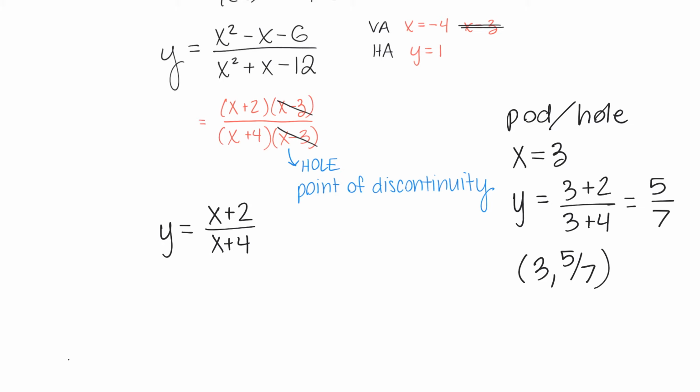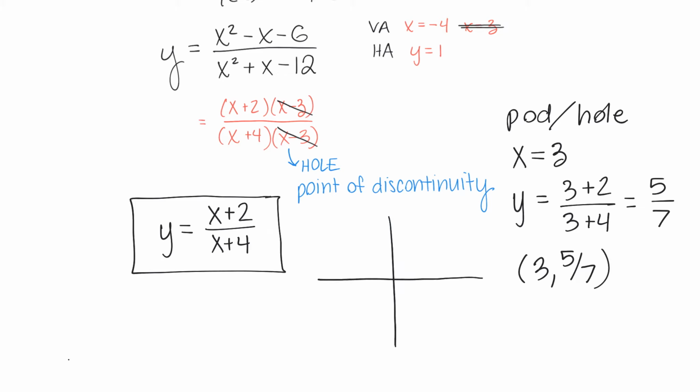So if we go and graph this function, because this is really what's left, we know that we've got a vertical asymptote over here at negative 4. We also have a horizontal asymptote at 1.